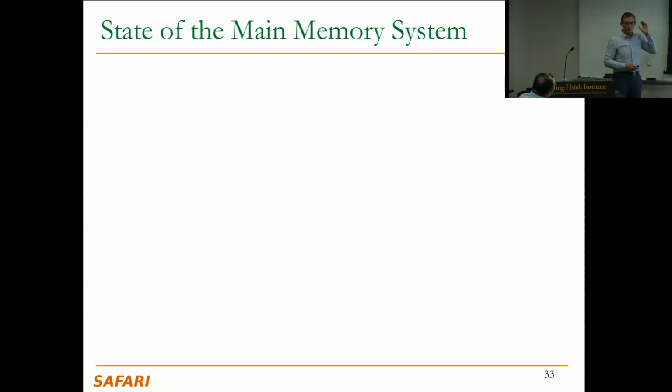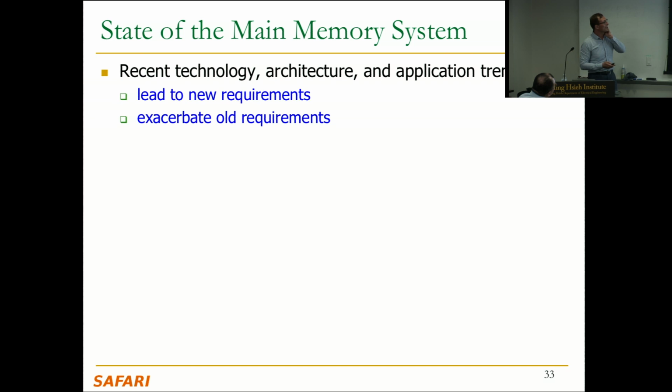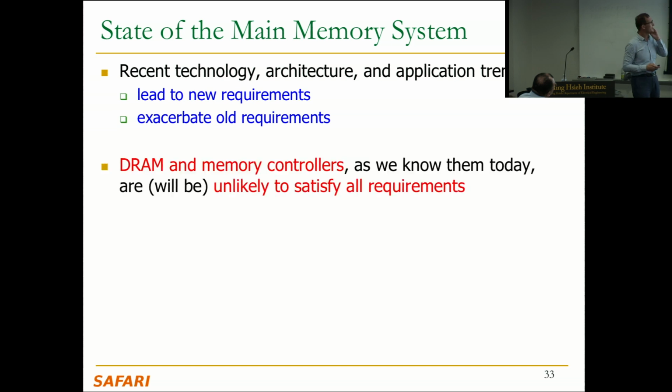Okay, so this is in one slide the state of the main memory system as I see it today. There are some new technology, architecture, and application trends that lead to some new requirements from the system that exacerbate old requirements. We've always demanded a lot from the system, and we're demanding a lot more going forward. I'm going to cover this in a little bit.